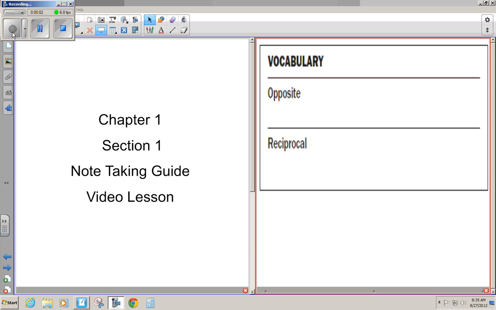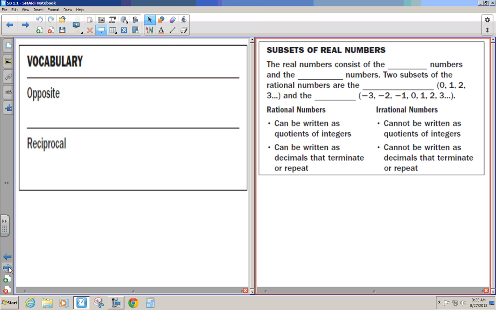All right, welcome to the first chapter, our first section, applying properties of real numbers. Again, this should be a review of Algebra 1 and a little bit of geometry. So you should have received a set of note-taking guides. And the very first page of the note-taking guide should have this vocabulary right there.